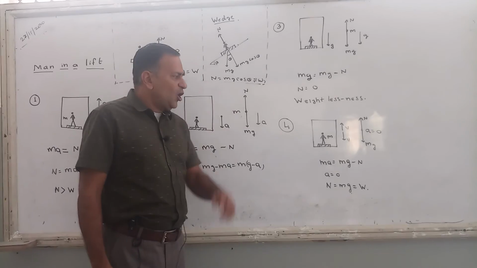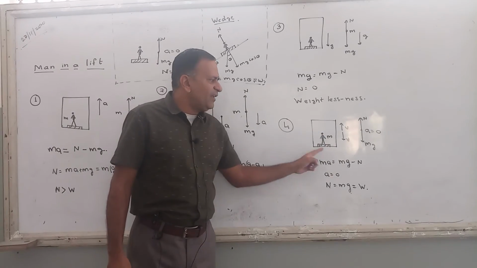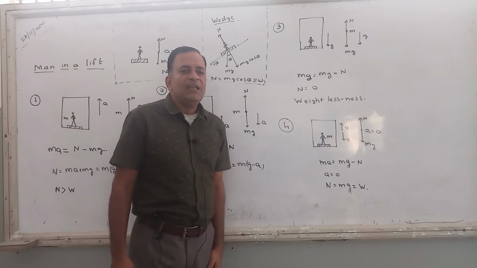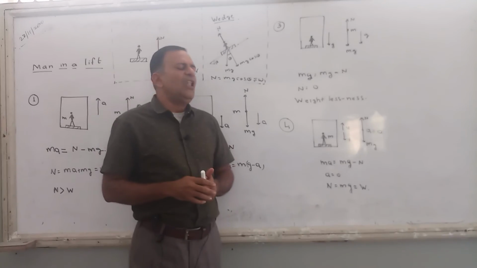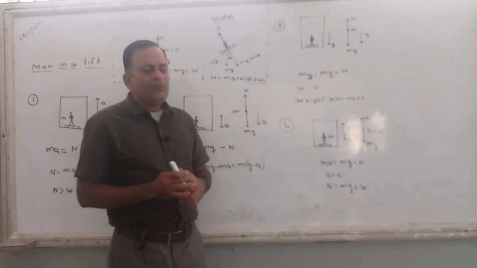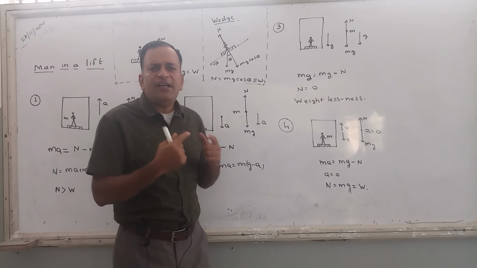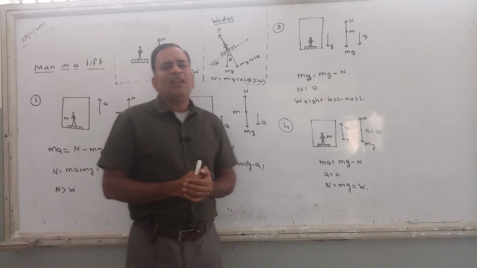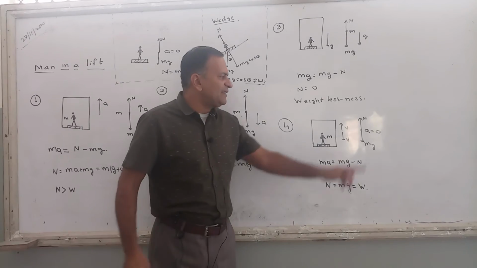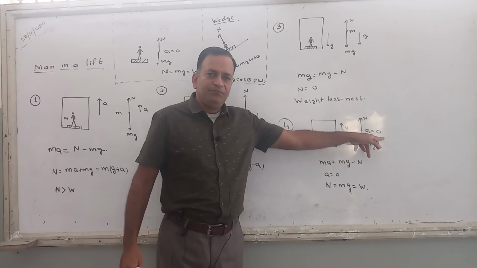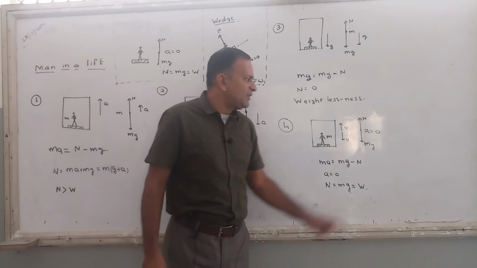And case number 4, man inside a lift standing on a weighing machine. The mass of the man is m. Now the lift is moving up and down with a constant velocity. It is moving up, either up with a constant velocity or it is moving down with a constant velocity. Now if the velocity remains constant, what is acceleration? Acceleration will be equal to 0. If velocity remains constant, acceleration becomes 0.